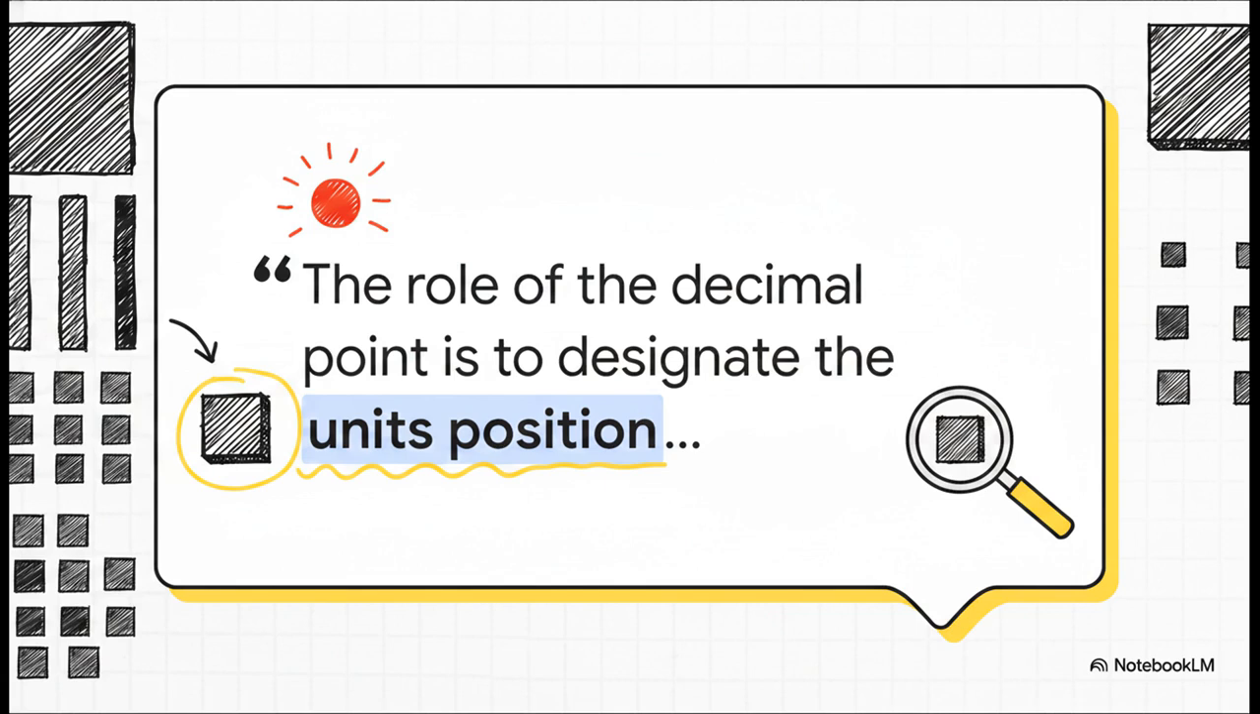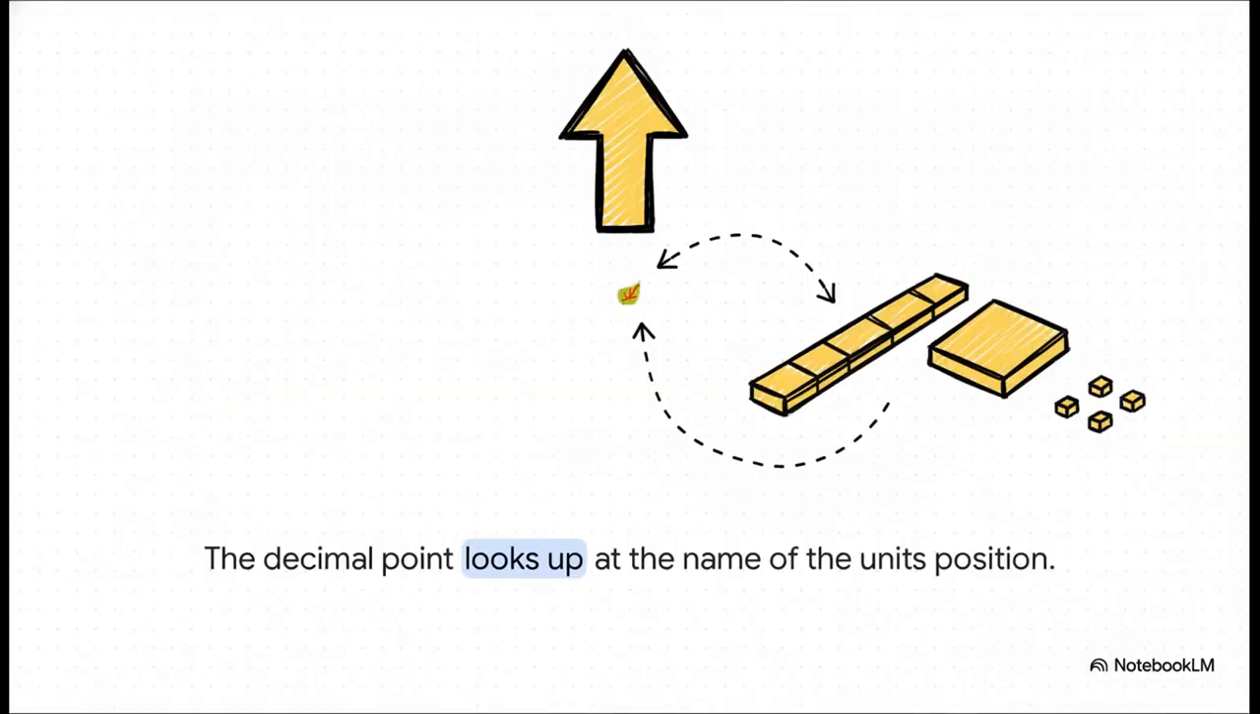We could choose any base 10 block to be our unit or our 1. The decimal point is really just a little visual marker, telling everyone looking at the number, hey, the position to my left, that's the unit we're counting by right now. And this brilliantly illustrates that idea. Think of the decimal point as having a little pair of eyes looking up and to the left. It always looks up at the name of the unit's position.